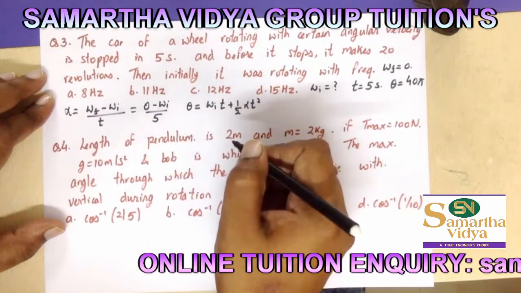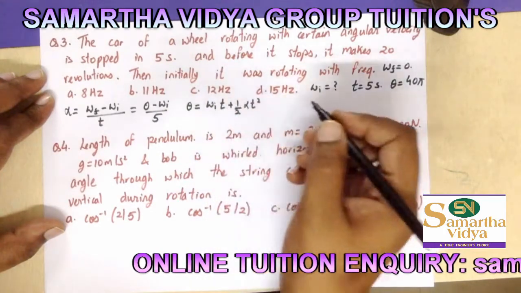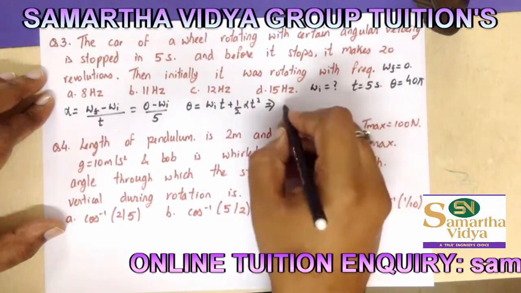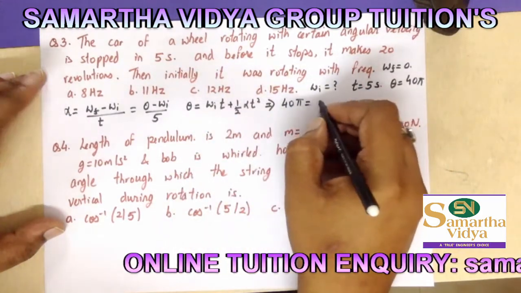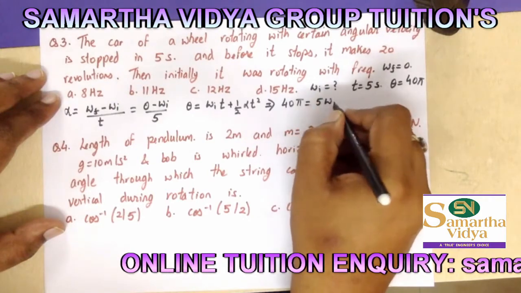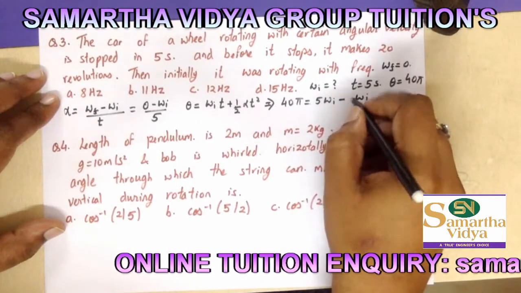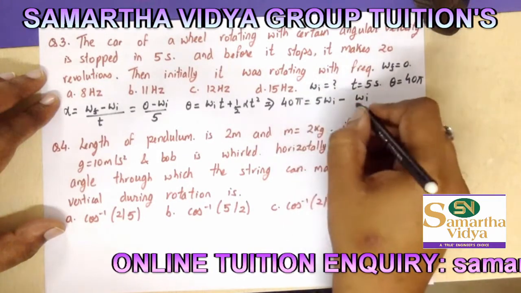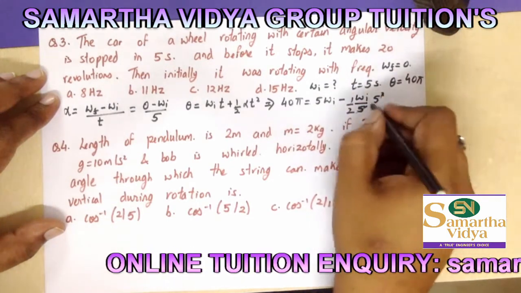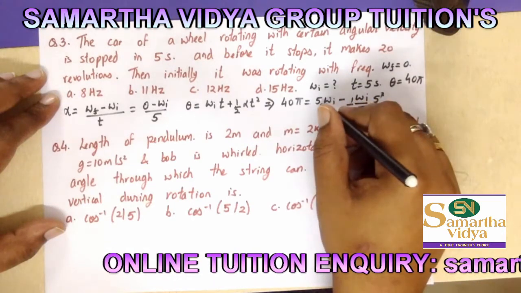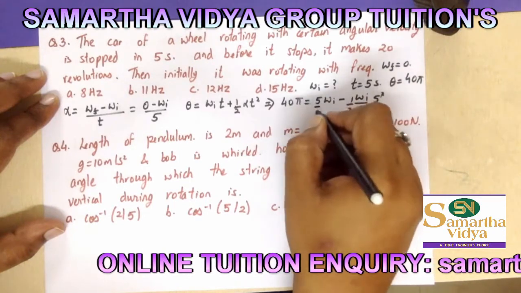In this I can substitute alpha. Alpha is nothing but minus omega I by 5, and my t is also 5. Just substituting those values, theta, which is given by 40 pi, is equal to omega I t, so that's 5 omega I, minus omega I divided by 5 into 5 square, half. The 5 gets cancelled, so this becomes 5 by 2 omega I. So it's 5 omega I minus 5 by 2 omega I, which is nothing but 5 by 2 omega I.